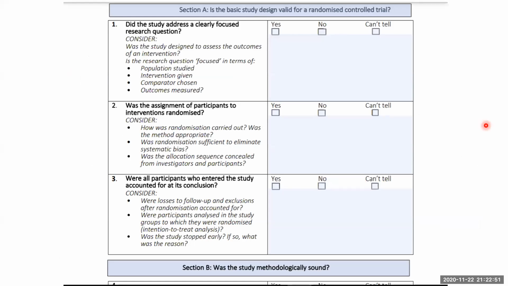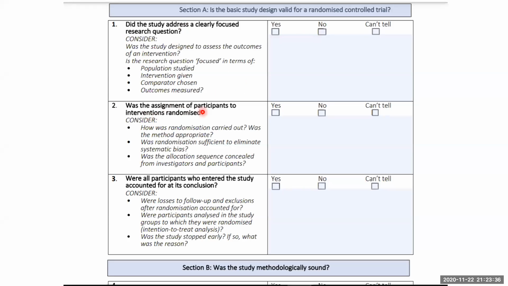Here you can see part of the CASP checklist for randomized controlled clinical trial. You see in section A, the basic study design, whether it's valid for a randomized controlled clinical trial or not. The first question: did the study address a clearly focused research question? Sure, the research question is very important, which is the main part. As you can see here, they follow the PICO formula or tool to formulate the research question. So when a person critically appraises a study, they look for these points. If the research question contains these, then they will answer yes, no, or can't tell.